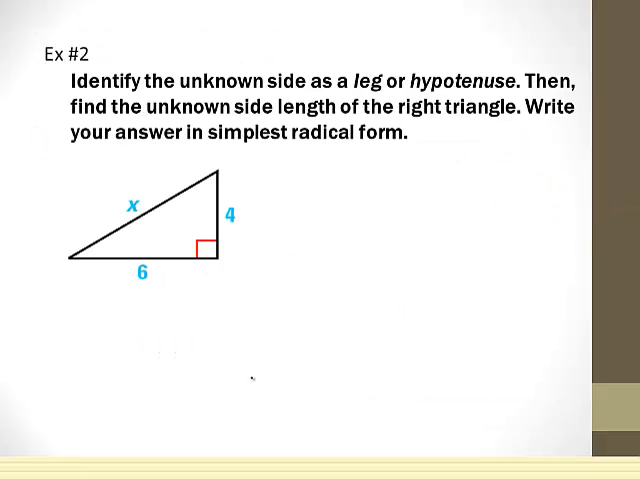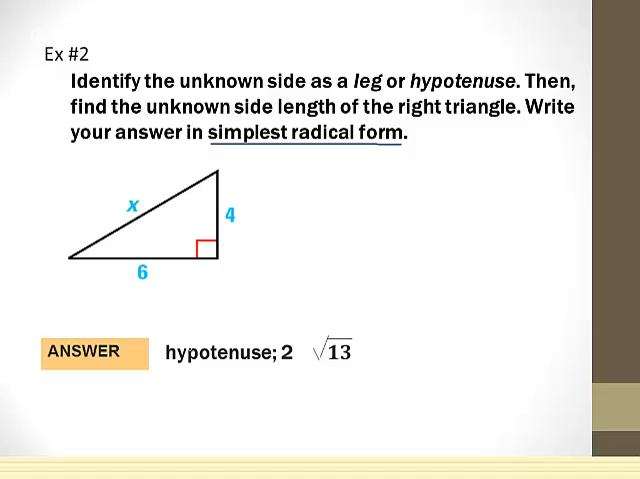Okay, so here's another example. It says identify the unknown side as a leg or a hypotenuse. Then find the unknown side length of the right triangle. Write your answer in simplest radical form. This is kind of key. So the hypotenuse, that's your x value, that's your C. So we can set up x squared equal to 6 squared plus 4 squared. And if we do this, we get 36 plus 16.